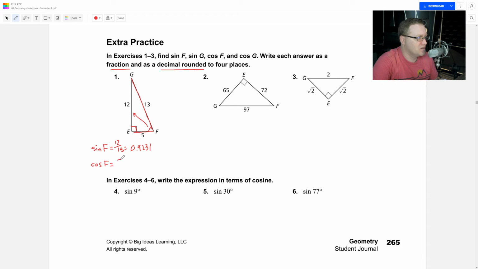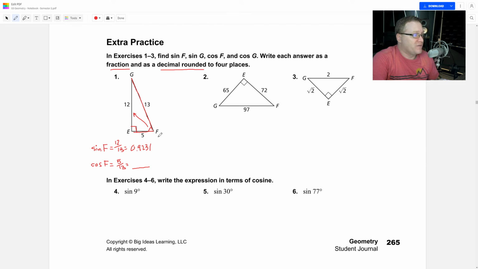So, we're going to write that. So it's going to be 5 over 13. And then you should also use your calculator to find the 4 decimal places of this. I'm not going to do that because it just wastes time.